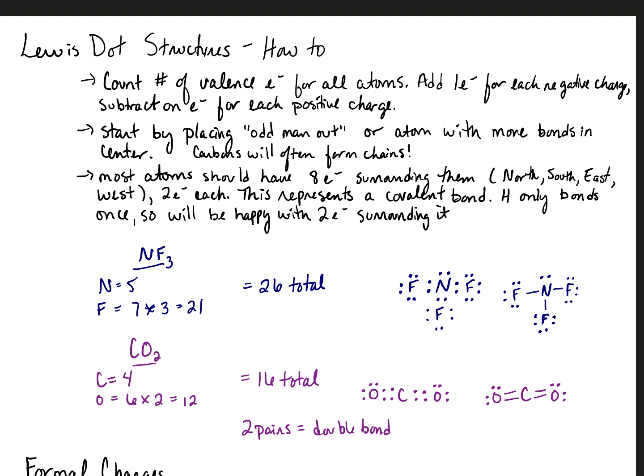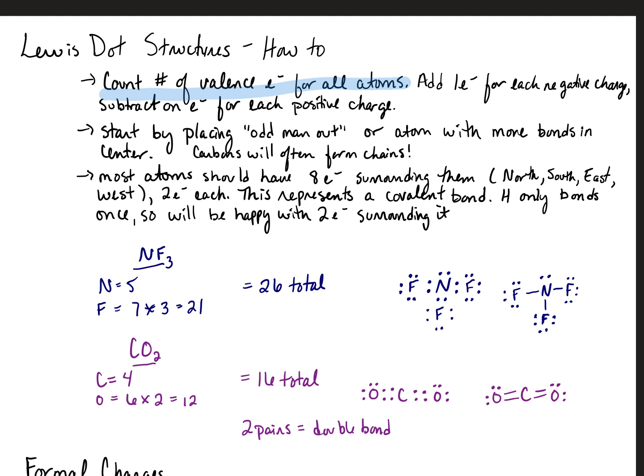So, okay. When it comes to Lewis dot structures, here's how I sort of look at this. First, we start by counting the number of valence electrons for all the atoms. So we count the number from the periodic table. Valence is just that outer shell. So just how I counted, 1, 2, 3, 4, 5, 6, 7, 8, right?